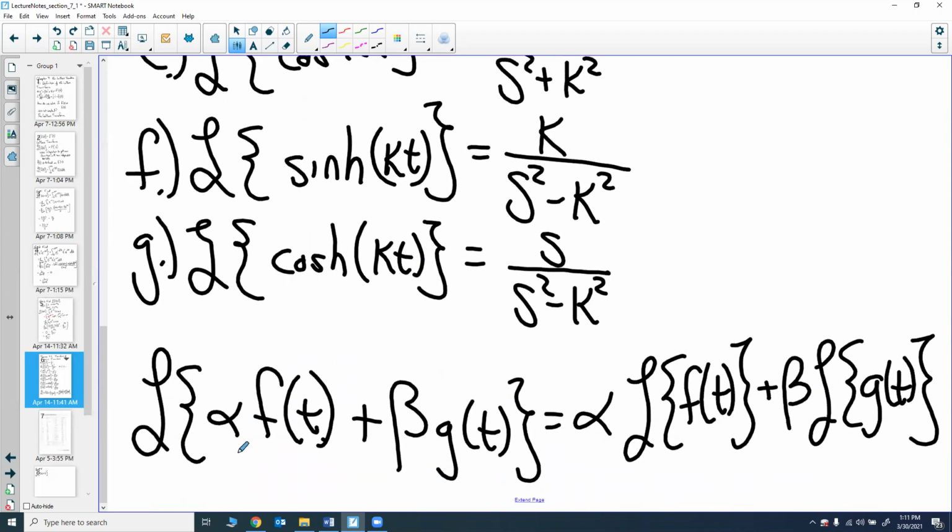This is one that's very important: the Laplace transform of a linear combination of f of t and g of t, so alpha times f of t plus beta times g of t, is actually alpha times the Laplace transform of f of t plus beta times the Laplace transform of g of t, which means we can do them in pieces. Basically, the Laplace transform of a linear combination is a linear combination of the Laplace transforms.